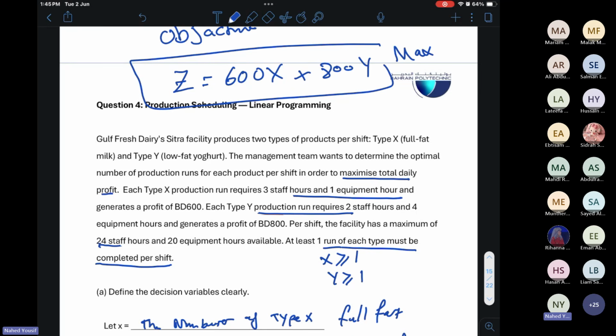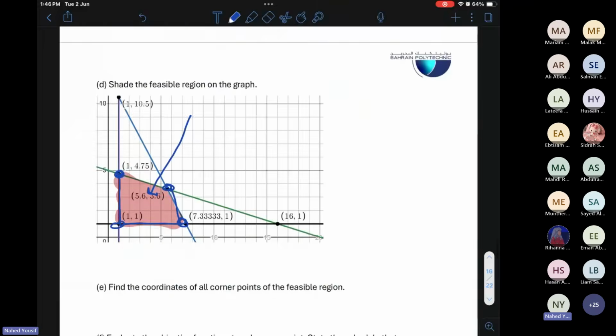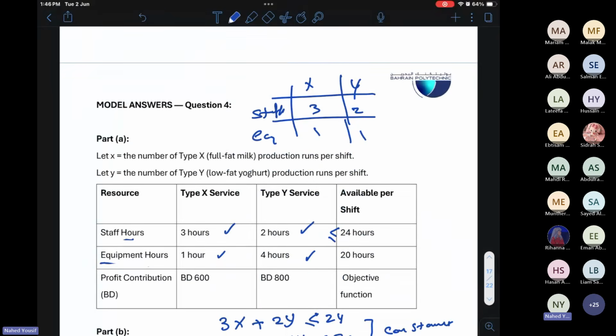Is that clear? Now he will say to you, X runs 3 staff hours, so X in staff will be 3 hours, and 1 in equipment hours. So this is for X, it's clear. So I can say here, X, 3 and 1. Get it?